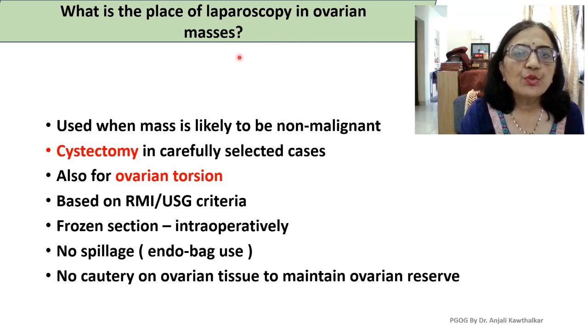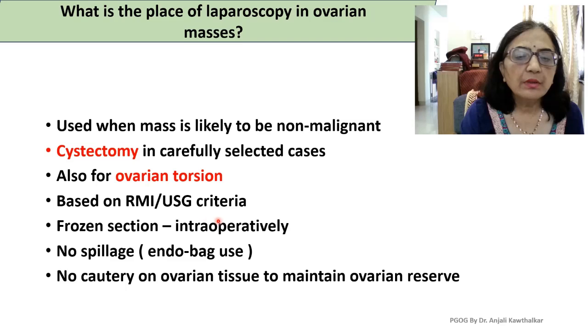What is the place of laparoscopy in ovarian masses? Laparoscopy can be used whenever the mass is likely to be non-malignant. So we use all these RMI or USG criteria, and then we decide whether to proceed if the possibility is of a benign tumor. Cystectomy can be done in carefully selected cases. It can also be used with ovarian torsion. Frozen section is to be done intraoperatively whenever we do a cystectomy.